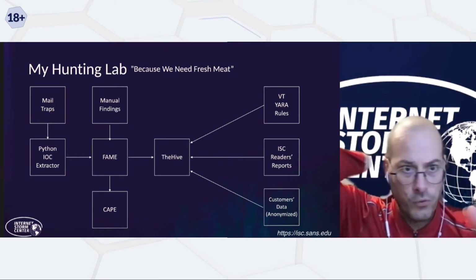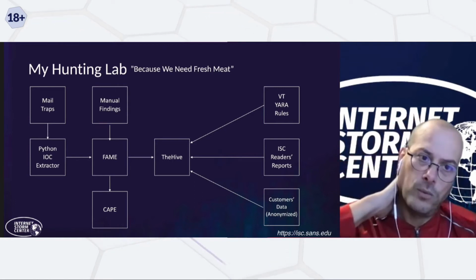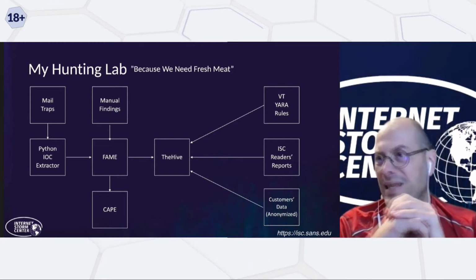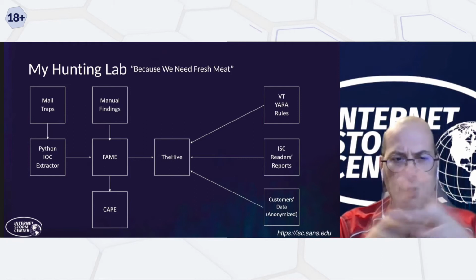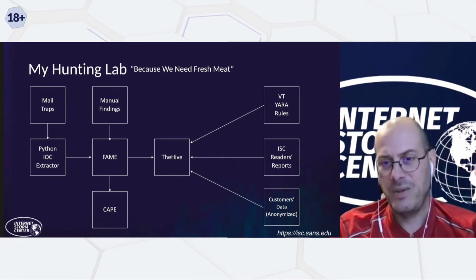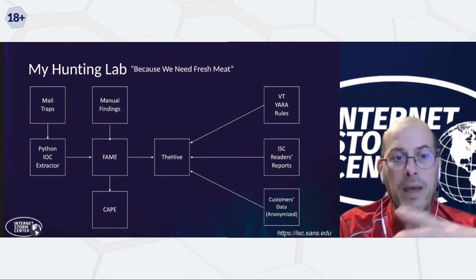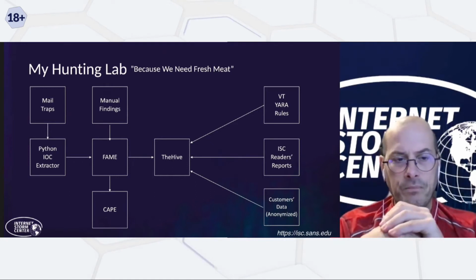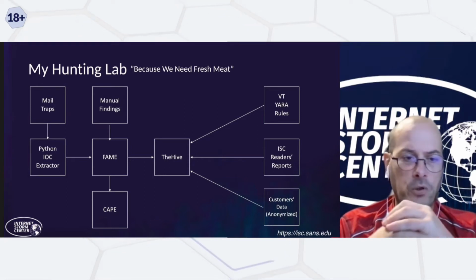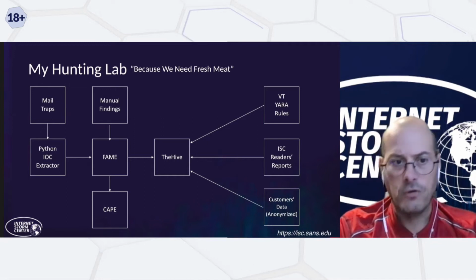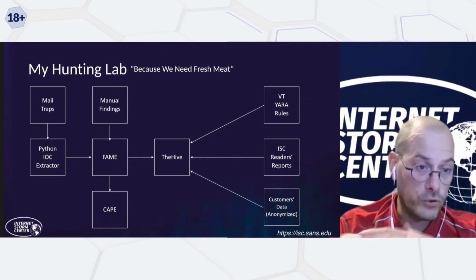From left to right, if we start on the left of the slide, you see that I have a lot of mail traps. So what is a mail trap? I have a bunch of domain names, very old ones. I also try to register some domain names which look very interesting, very suspicious. Basically, I'm collecting all the mail sent to these domains. When the mail is received, I extract, using a bunch of Python scripts, a lot of IOCs, IP addresses, URLs. I also extract, of course, the attachments.